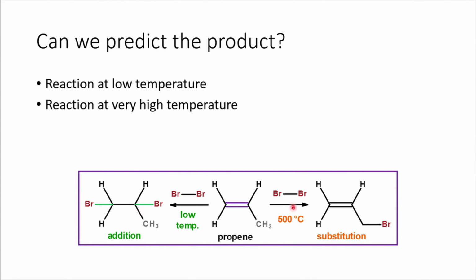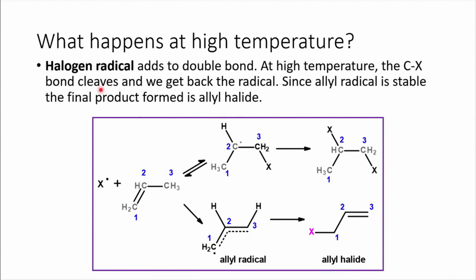And when we run the same reaction at a very high temperature, that is 500 degrees centigrade, then we get a substitution product. So, what is the driving force for two different products by changing the temperature? Let us look a little bit in detail at how the reaction actually proceeds. So, what happens at the high temperature? This is a strange question we will be asking now.